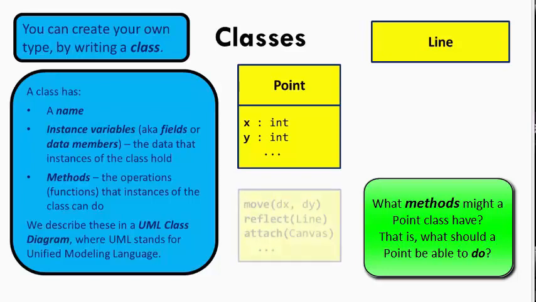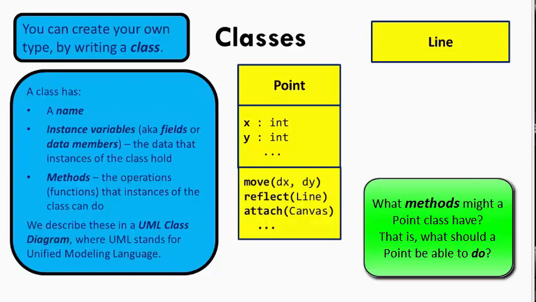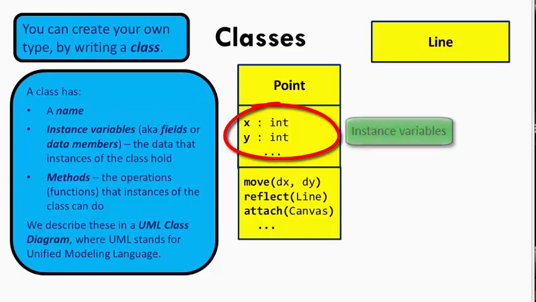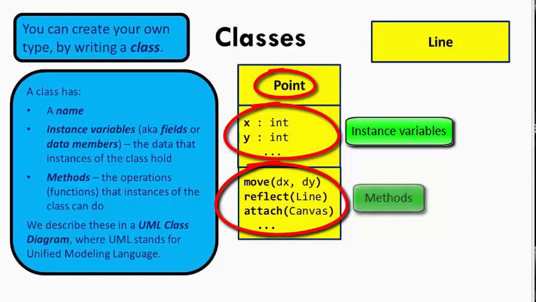Perhaps you decided that a point ought to be able to move by a specified amount in the x and y directions. Maybe it should be able to be reflected about a line, which would cause the point to move in a certain way. Probably one ought to be able to attach the point to a canvas on which the point would be drawn. There are lots of possibilities, and this is certainly not the only design possible, but I hope you see the central ideas. An object knows things, that is, it has data, described by the instance variables of the class to which the object belongs. An object can do things as described by the methods of the class to which the object belongs.